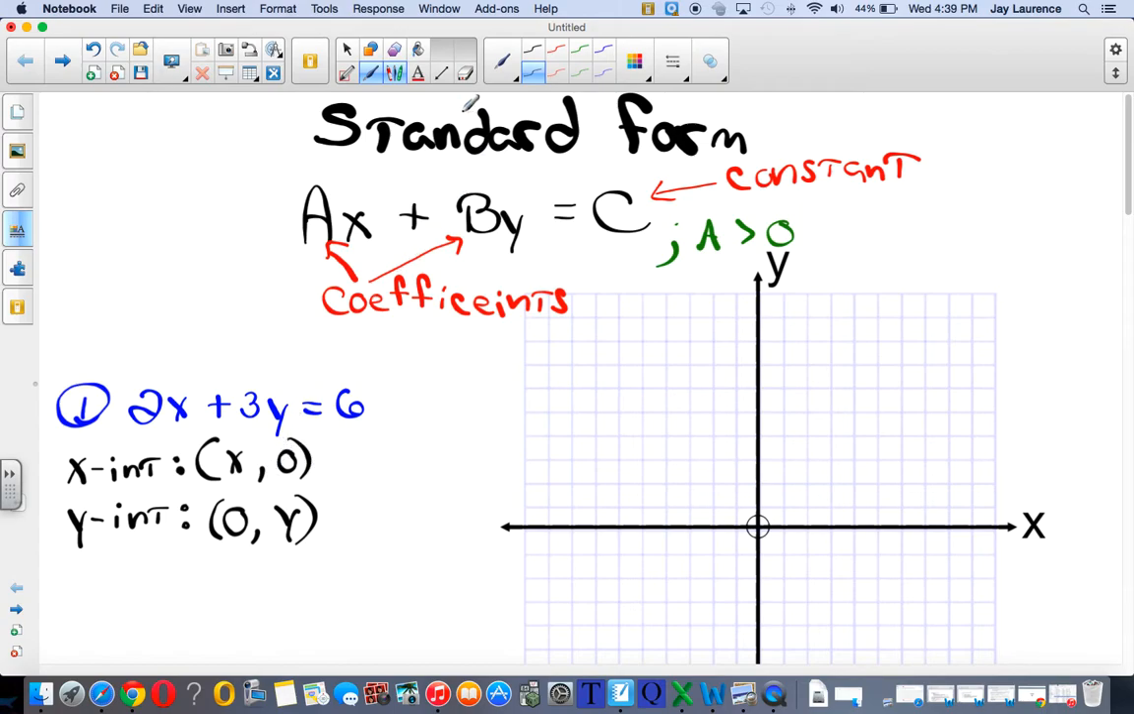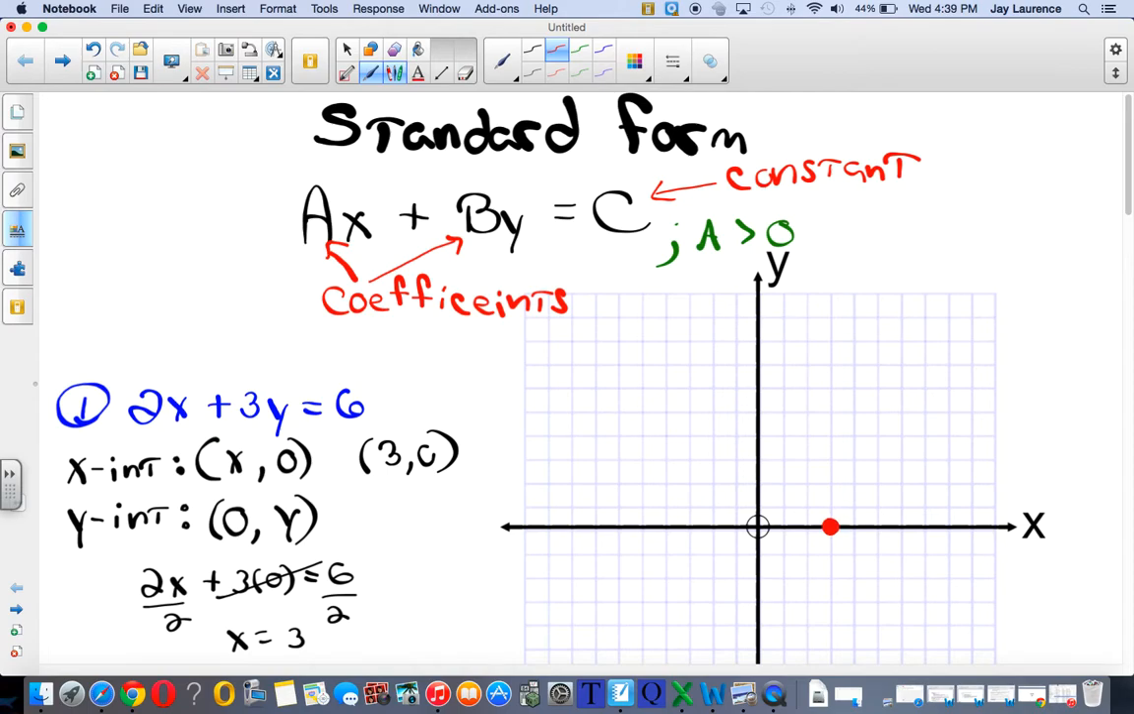So I'm going to plug 0 in for y. I'm going to get 2x plus 3 times 0 equals 6. Well, that's just 0, so x is going to be 3. So the x-intercept occurs at (3, 0). And I can plot that: 1, 2, 3, right there.